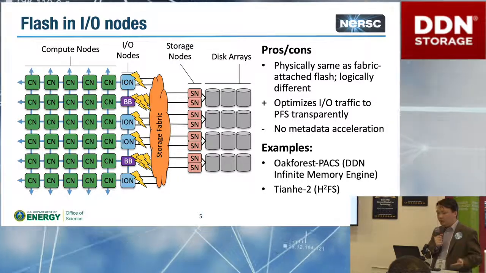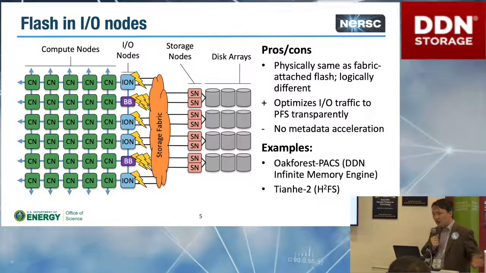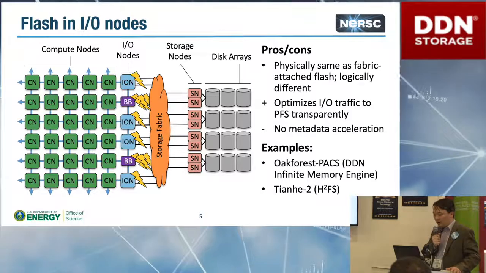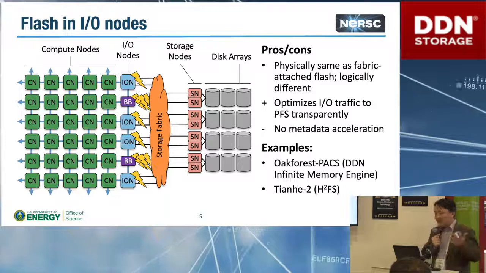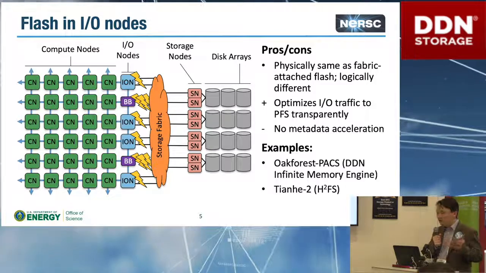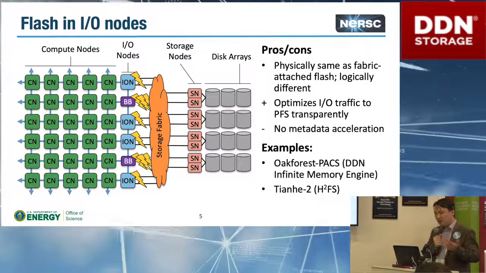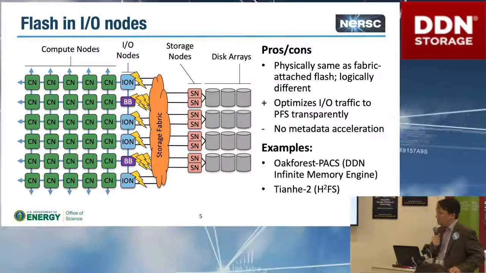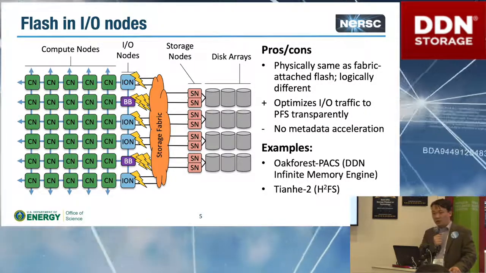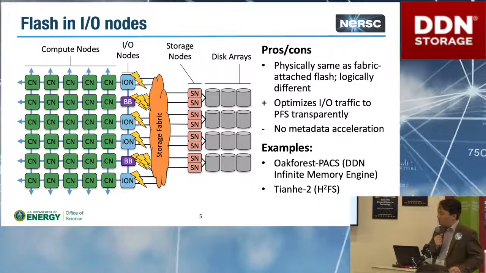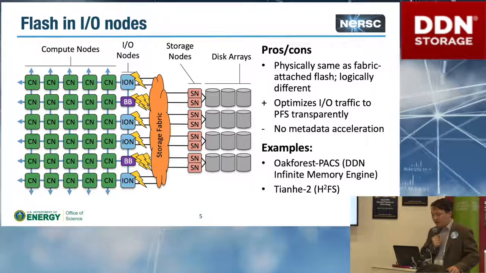And then you don't have to expend the bandwidth on the back-end network to actually asynchronously drain the data that you don't really want. And there's a lot of examples of this. This is kind of the easiest way to use it because the flash is just exposed as the namespace of the underlying file system. So for example, Oak Ridge's Summit uses perhaps the world's largest DDN IME installation that I'm aware of. And it does so in the exact same model.